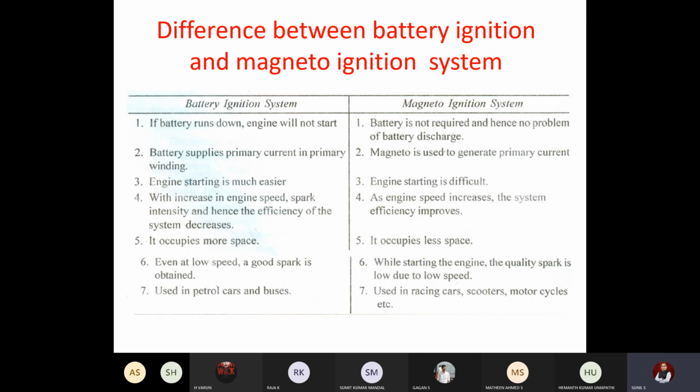So usually the battery ignition system is used in petrol cars and buses, whereas magneto is used in racing cars, old scooters. These days scooters also run on battery only because everybody needs self-start, ease of starting mechanism, etc. Some of the old motorcycles also use the magneto ignition system. Okay, so these are the differences between the battery ignition system and the magneto ignition system. Please take down.